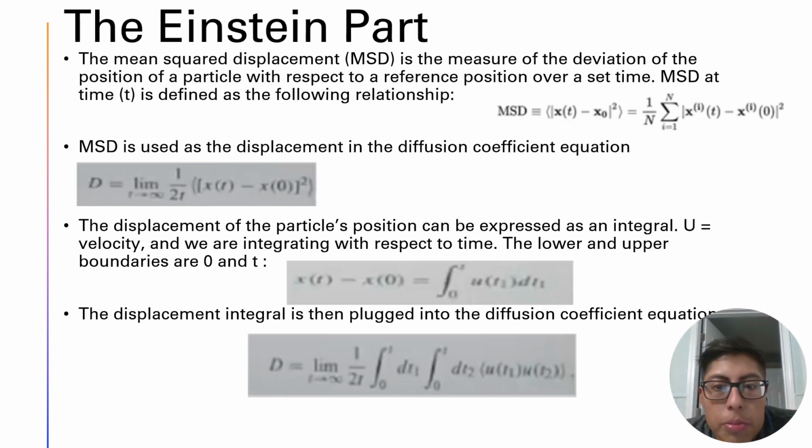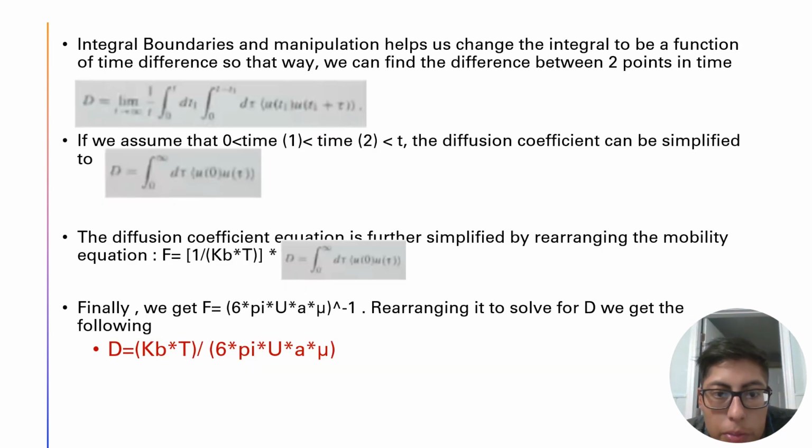The mean square displacement is a measure of the deviation of the position of a particle with respect to its reference position over a set time. So MSD as a function of time t is defined as the following relationship. MSD is used as the displacement in the diffusion coefficient equation, which you can see in the equation down below of D. The displacement of the particle can be expressed as an integral. So U is equal to velocity, and we are integrating with respect to time, so the lower and upper boundaries are 0 and t, as you can see in the equation below. Then the displacement integral is plugged into the diffusion coefficient equation to get the equation for the integral.